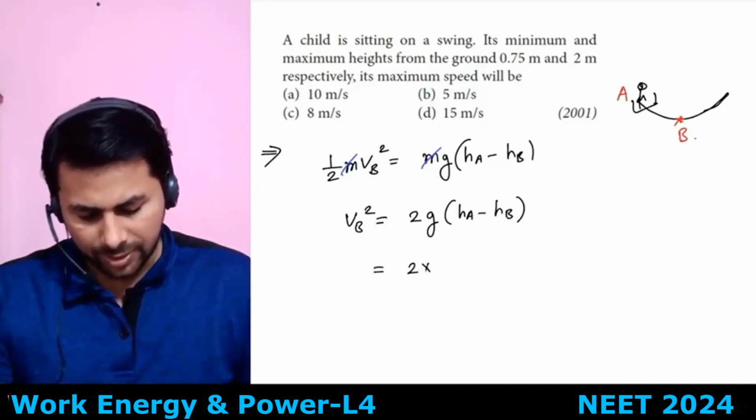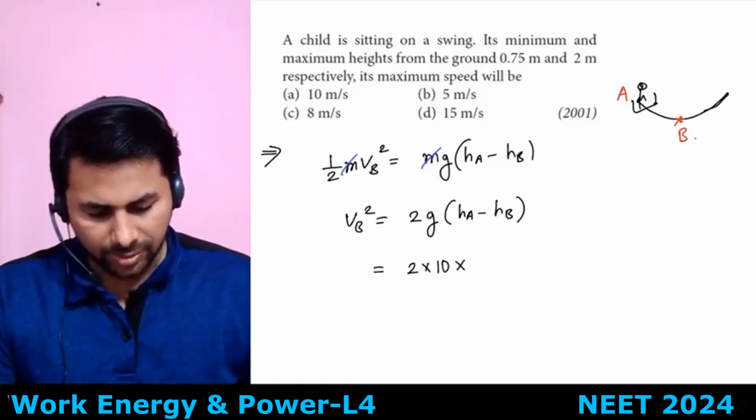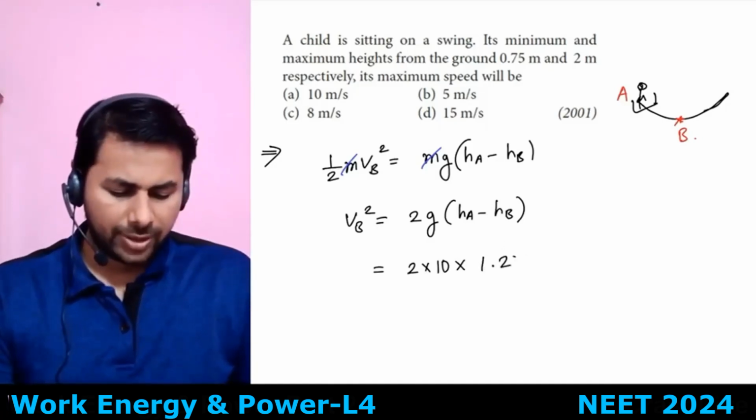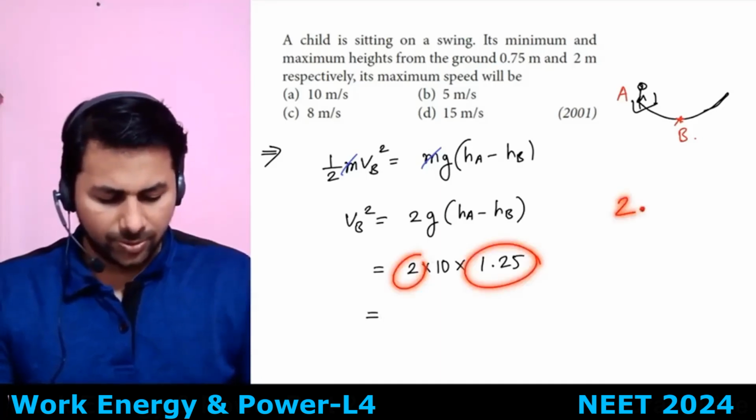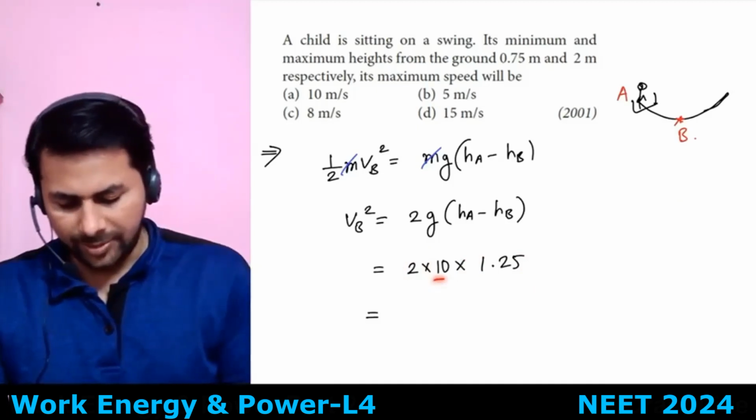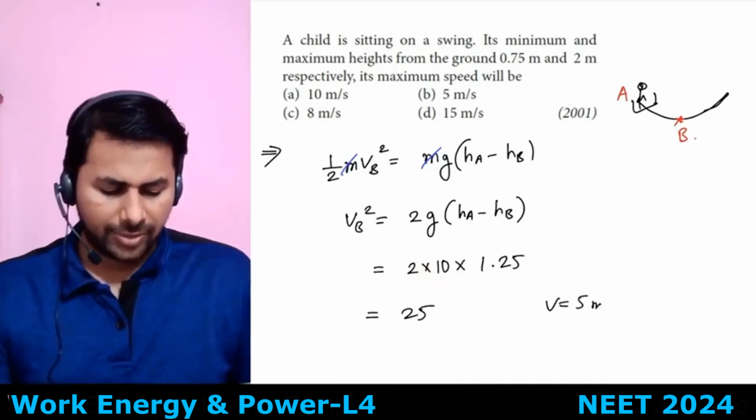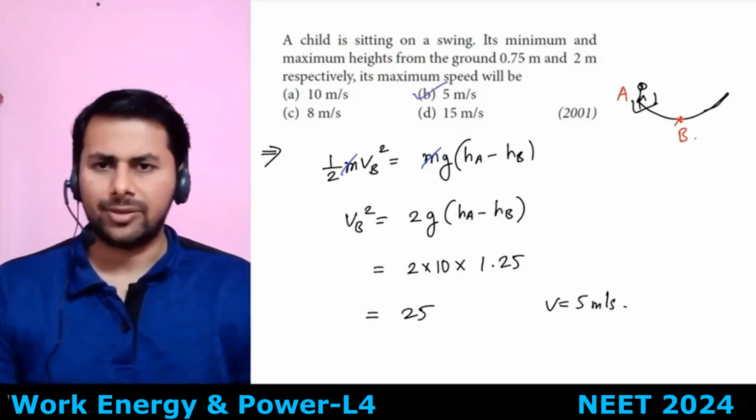Let's put the values. So 2 times 10 multiplied by ha is 2, 2 minus 0.75. So that is 1.25. So this will be 2.5 times 10, 25. So v square is 25. So v is 5 meters per second. Right, option B.